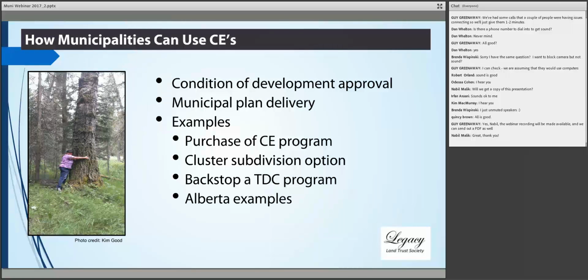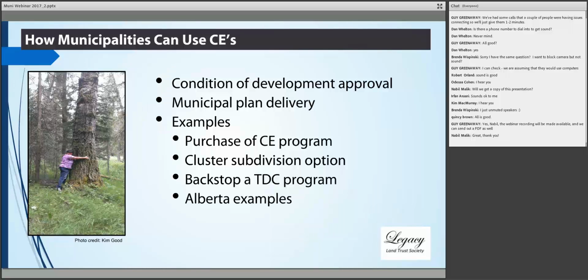So how can municipalities use conservation easements? The example I gave in the valuation portion relates to this first point, a condition of development approval. Another would be to help deliver municipal plans. If a municipality had decided that a specific area was in need of some level of long-term protection, they could put a conservation easement program into play.